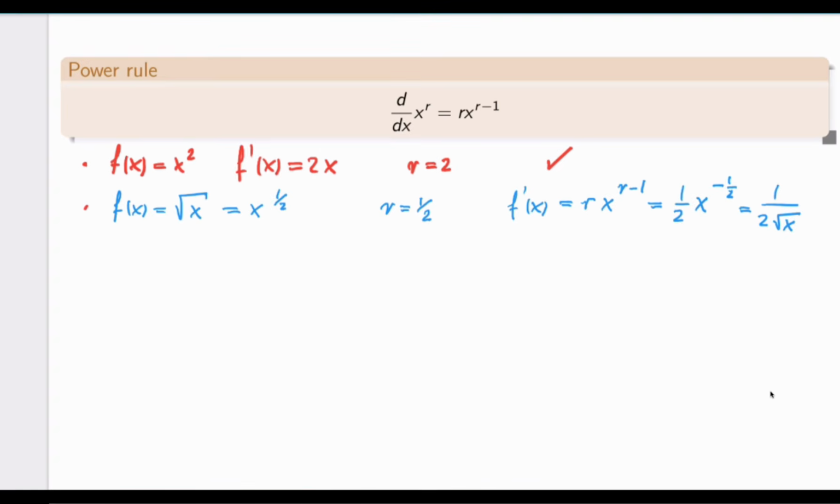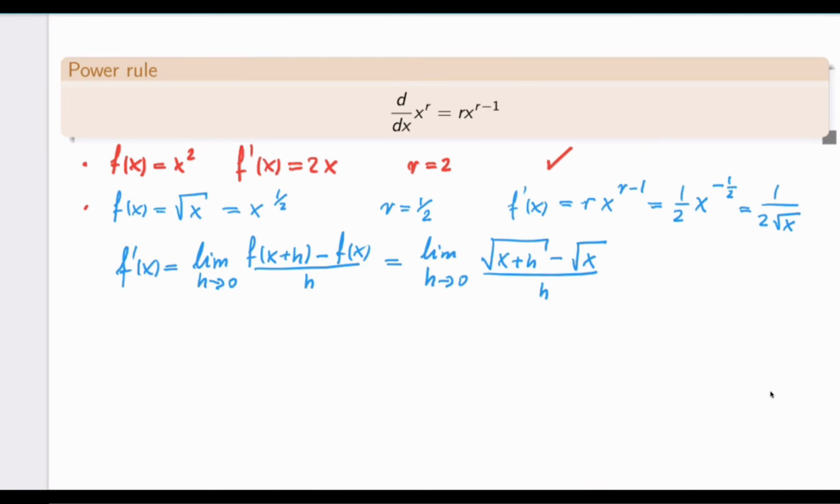In this case, I like to go back to the differential quotient and compute this explicitly and see if we are correct. So f prime at x equals the limit as h goes to 0 of f of x plus h minus f of x divided by h, which is then, subbing in the function, the limit as h goes to 0 of square root of x plus h minus square root of x divided by h. And now comes a trick which I like to show you, which is called rationalization. You multiply with the conjugate term.